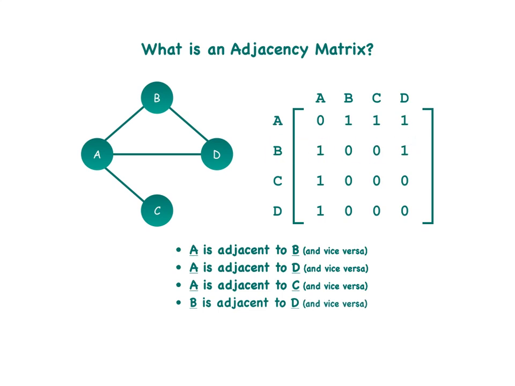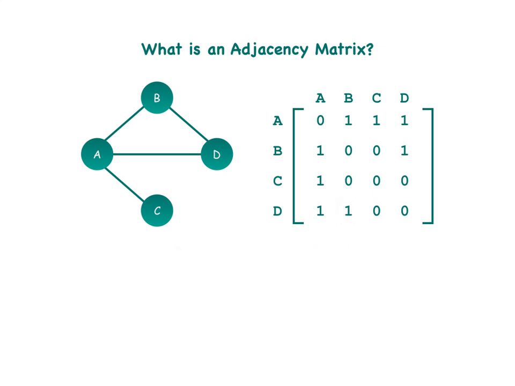And then lastly, D is adjacent to B. There's an edge going from D to B, so we go to row D, column B, then set that value equal to 1, thus completing our matrix for this graph.